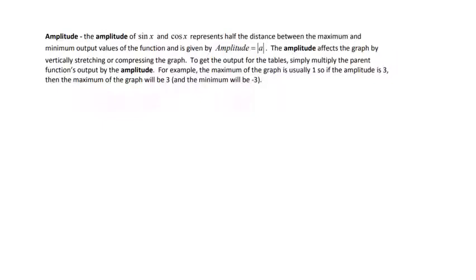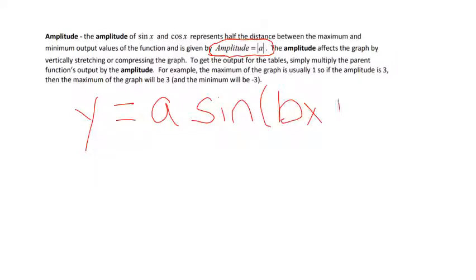The first one is amplitude, and I will let you read here. I'm not going to read it to you, but the thing that I want to emphasize is that amplitude is an absolute value. So the basic standard form of a sinusoidal function looks like this.